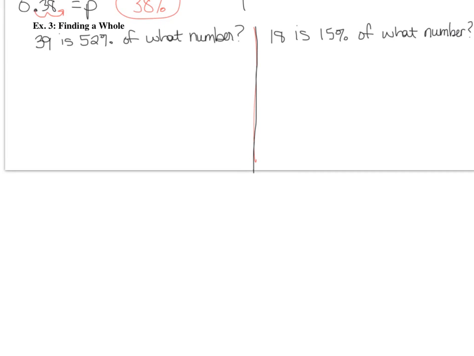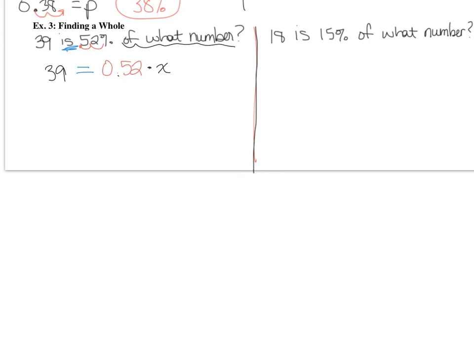Example 3 is about finding the whole. So we found the part, we found the percent, now we're going to use the equation to find the whole. The skills are still the same. I am translating what I see. So 39 is going to be on the outside of the equal sign. Is means equals. 52% written as a decimal would be 52 hundredths. And then of what number means that I'm going to be multiplying by my unknown or my variable. So I have 52 hundredths times x equals 39, or 39 equals 52 hundredths times x.